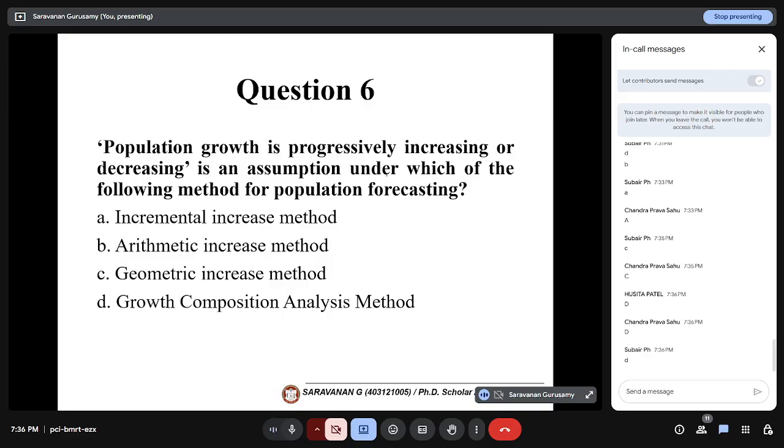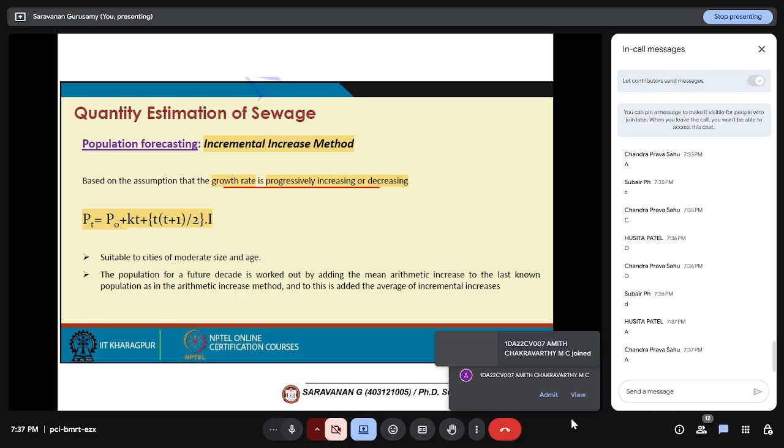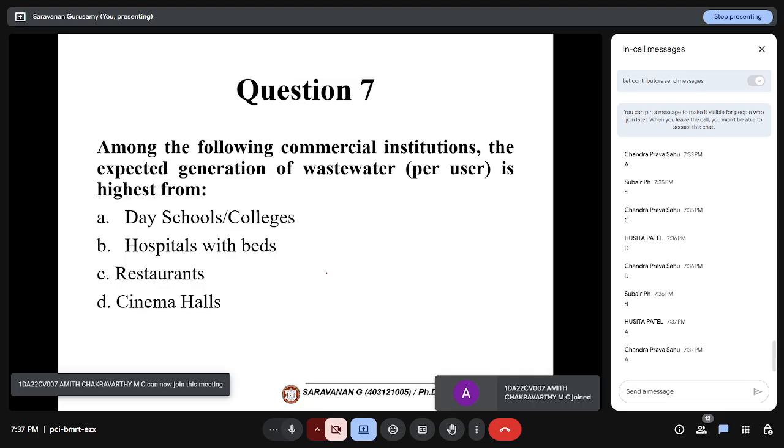Population growth is progressively increasing or decreasing. So the population will increase, but the rate is decreasing. Again there is an increase, again a decrease, increase or decrease. Is this type of increase or decrease in the incremental increase method, arithmetic increase method, geometric increase method, or growth composition analysis method? Because the rate is increasing, here the rate of increase is decreasing, again increasing. So there is an increase or decrease in the rate, and that is the incremental increase method. The growth rate is progressively increasing or decreasing. Can we move on?